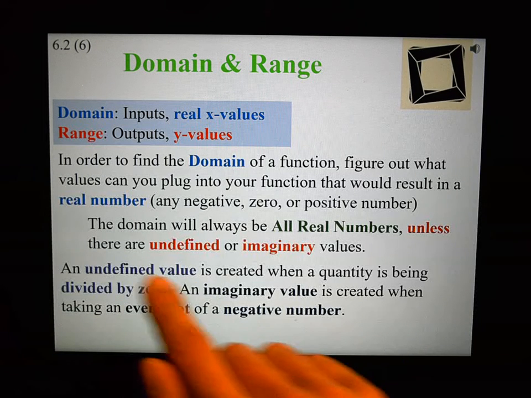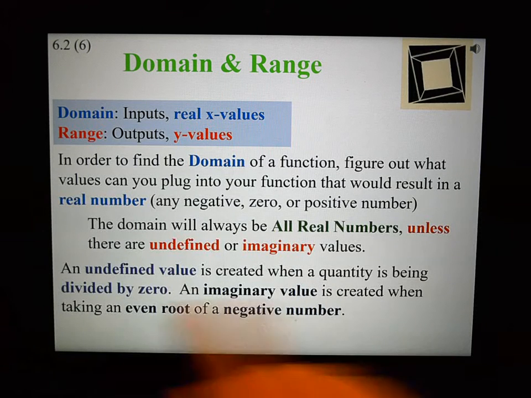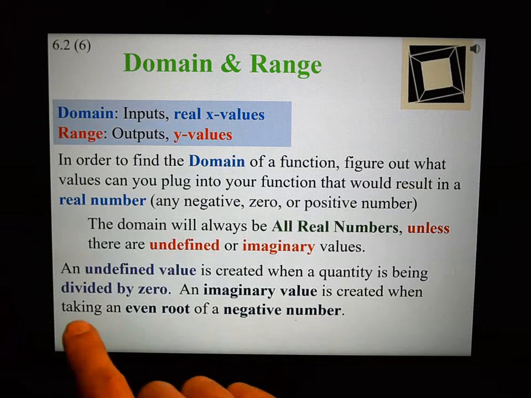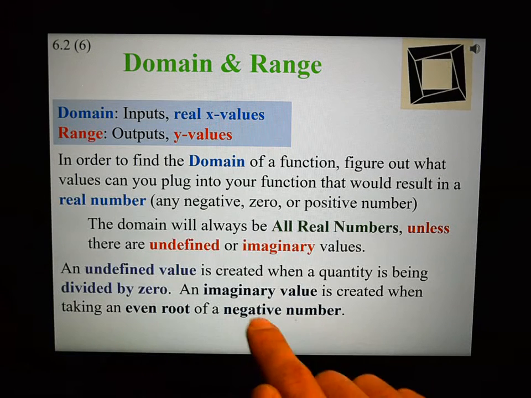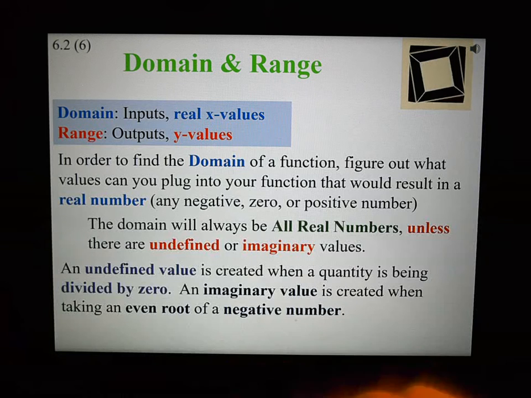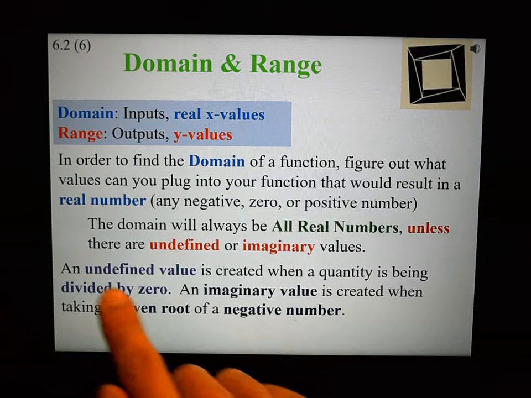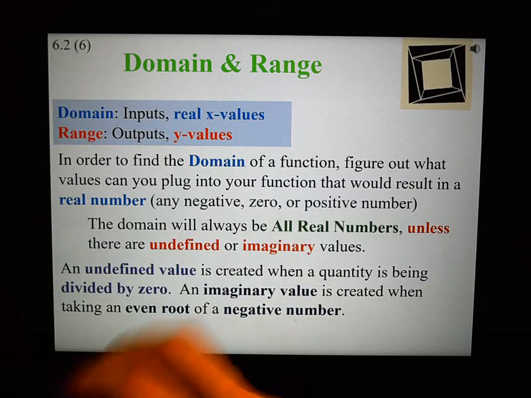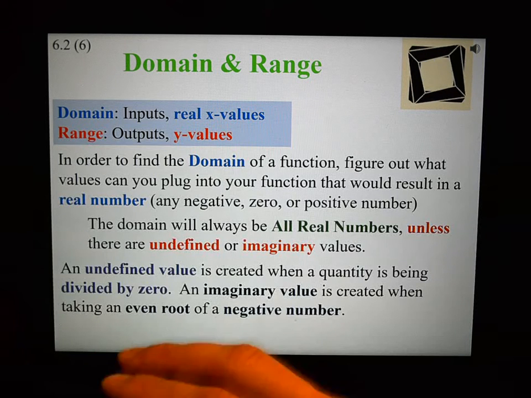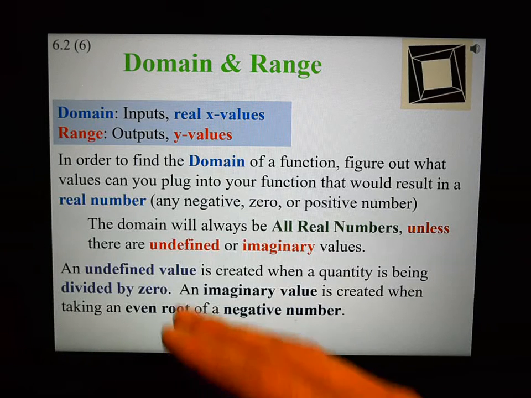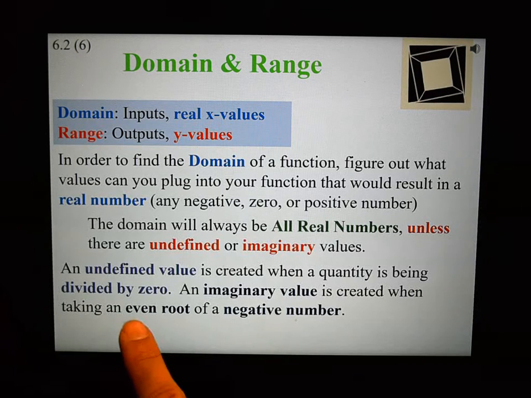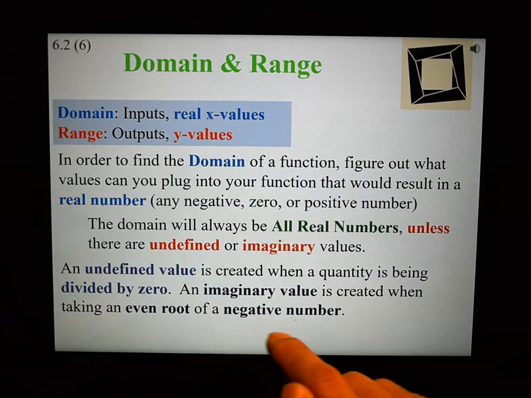An undefined value is created when a quantity is being divided by 0. An imaginary value is created when taking an even root of a negative number. And I'm very specific on this. If you divide something by 0, dividing by 0 is undefined. We'll go more into that, especially into calculus. An imaginary value is created when you're taking an even root of a negative number.